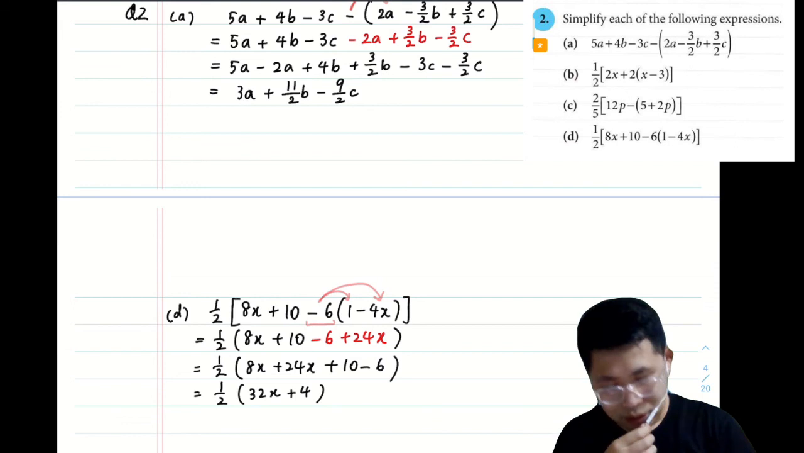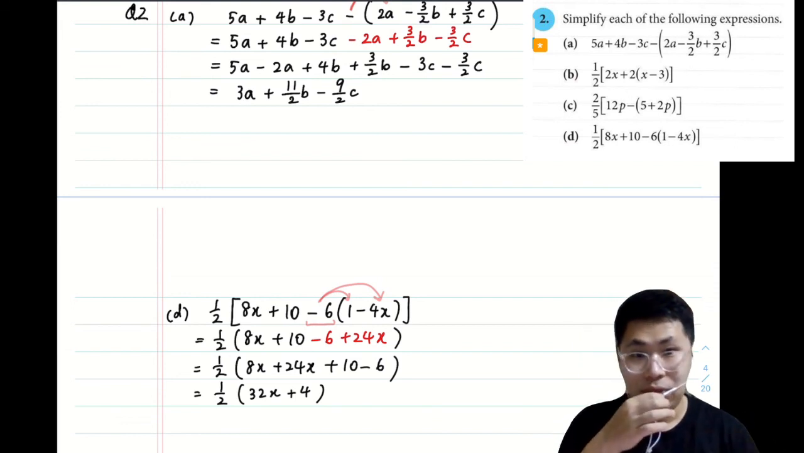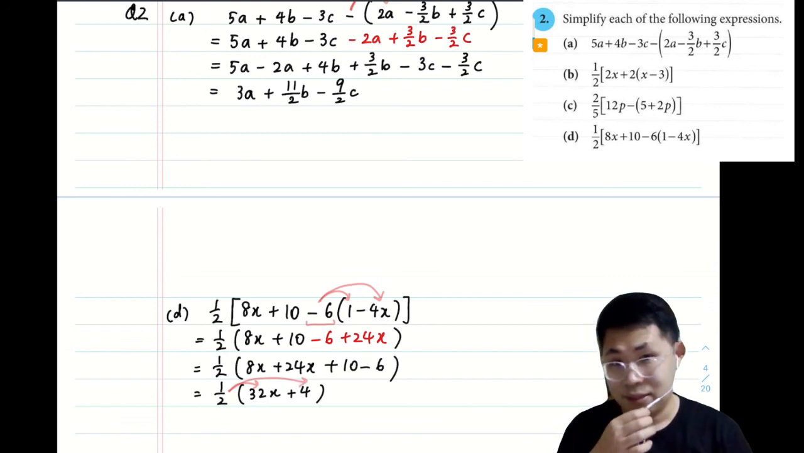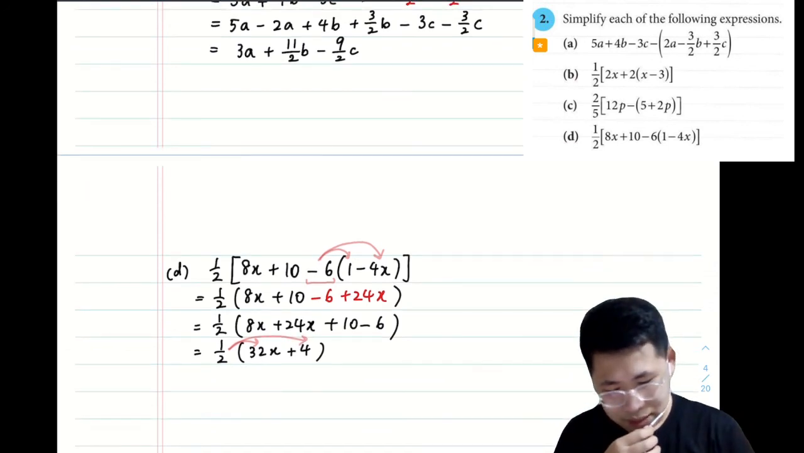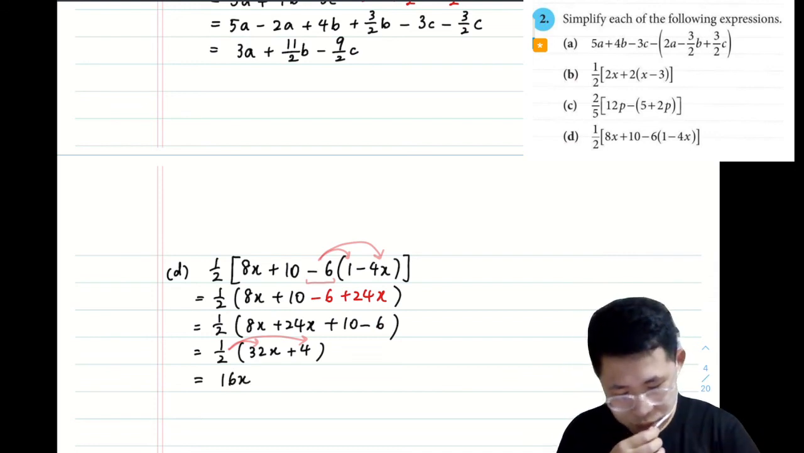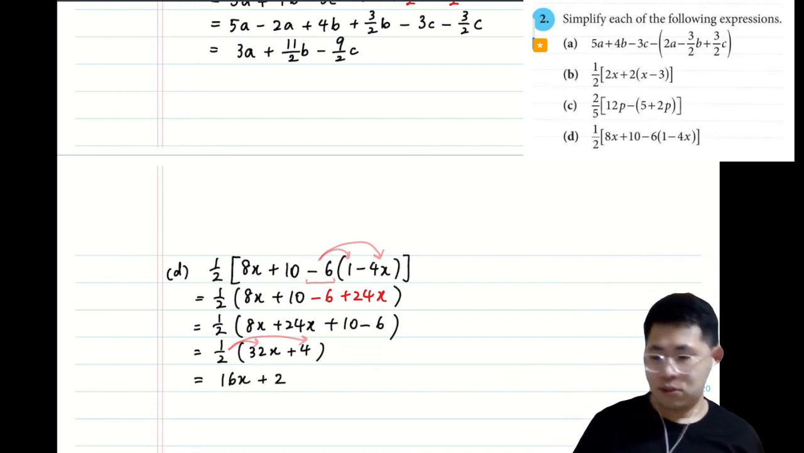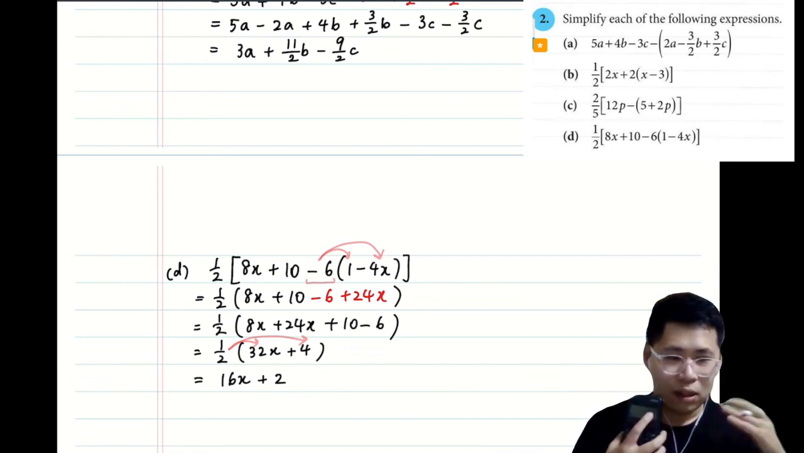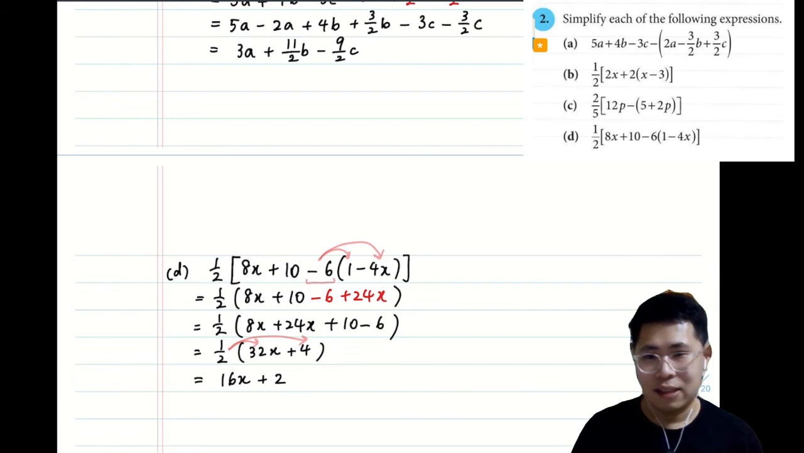Alright, so then we have to expand with the half. It's half times this, half times that. So how do we do this? Half times 32x, we've got 16x. Half times 4 would be a plus 2. If you're not sure, use your mighty calculator. You should learn the concept, but for the calculation, you can make use of your calculator to save your brain juice.